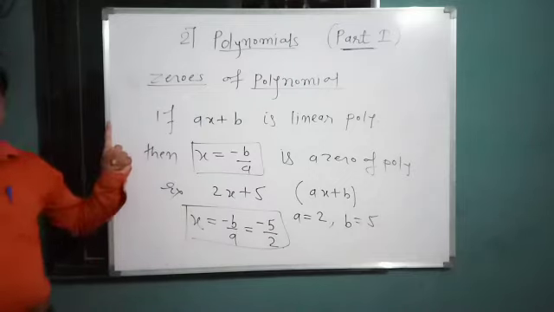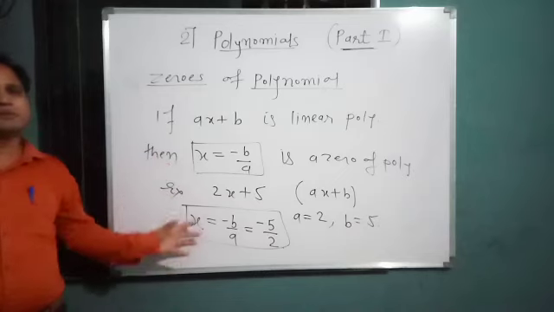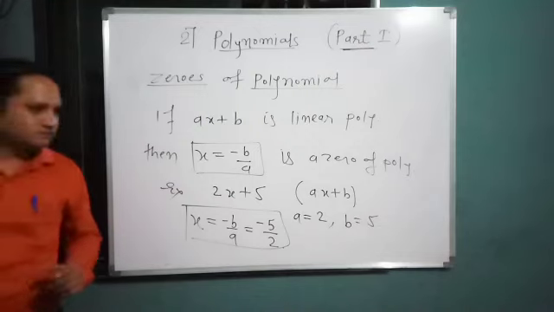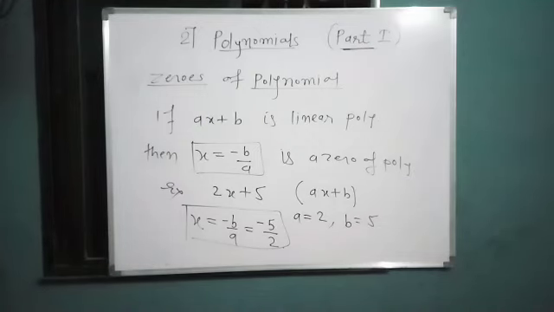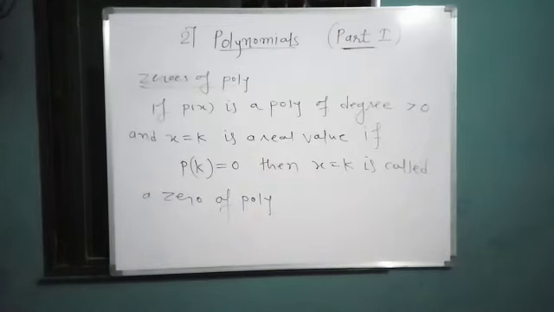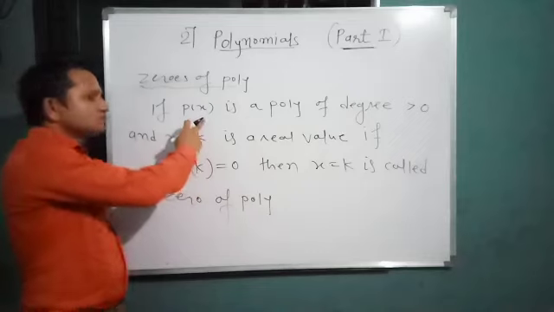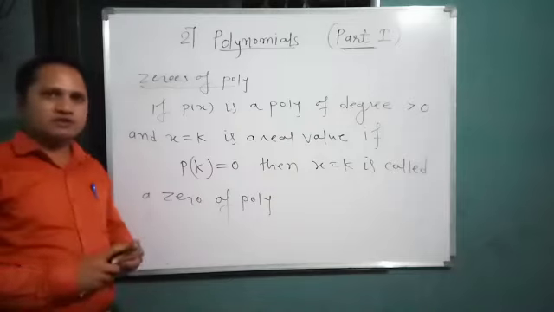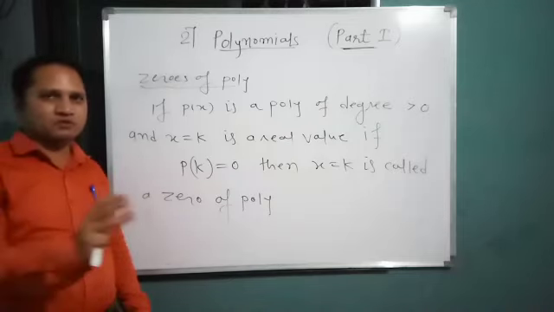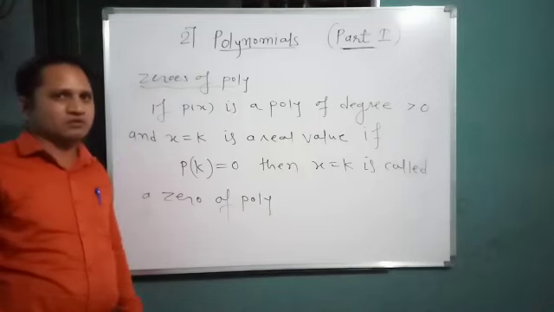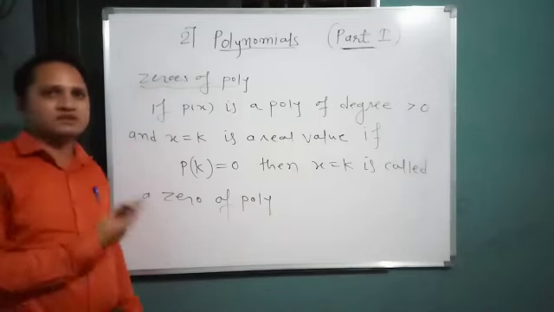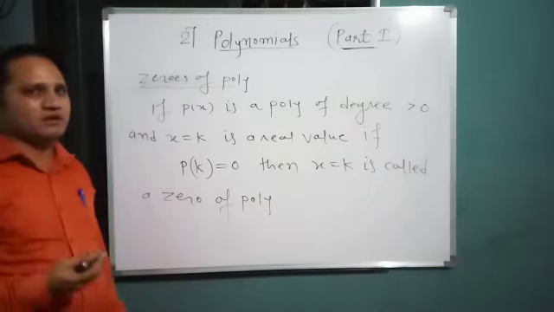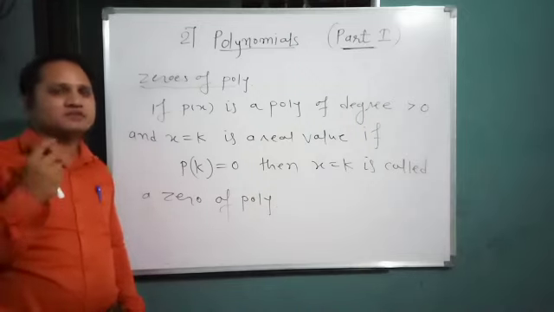Okay. We cannot find the zeros of a quadratic polynomial by this method. We can find the zero of a linear polynomial. See here, if p of x is a polynomial of degree greater than 0, it should be greater than 0. This is compulsory. If the degree is 0, then we can't find the zeros there. This is not possible. If the degree is 0, it's a constant number, so how can you make it 0? It does not give a satisfactory answer.